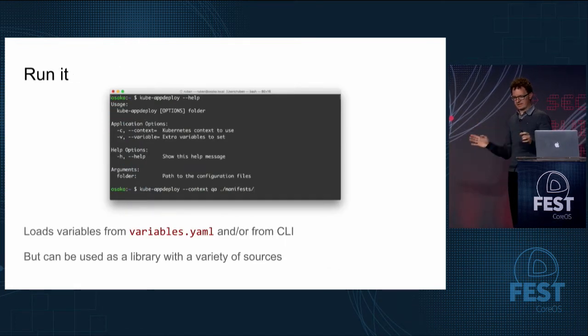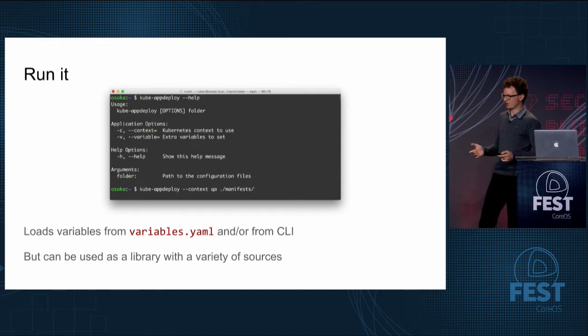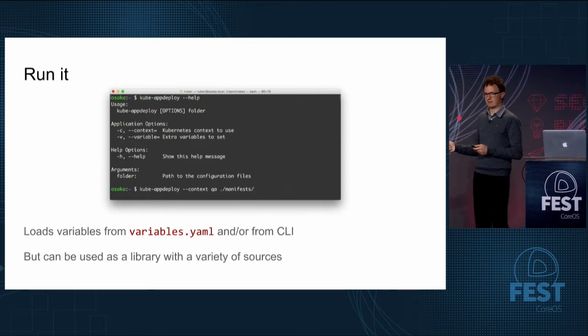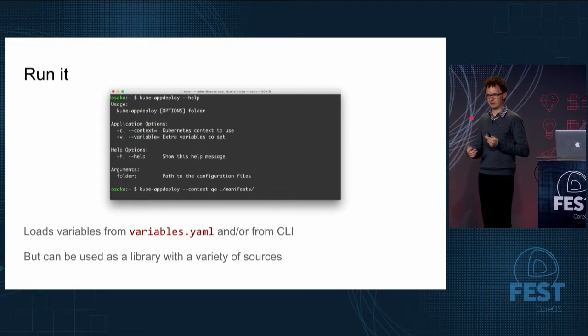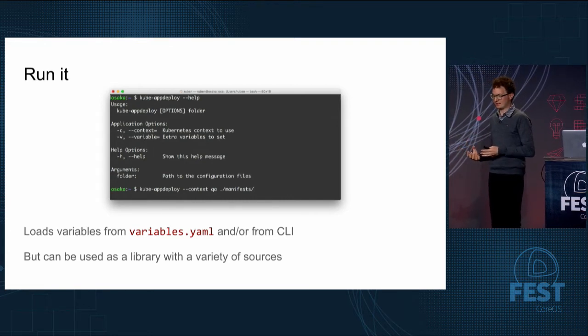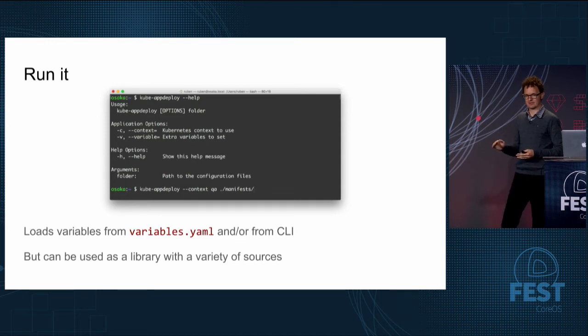So that's it basically. And to run it, to deploy your application to a cluster, now it becomes a matter of just using the kube app deploy CLI. You point it at a folder, and it will load variables from either a variables.yaml file or from the CLI. You can add extra parameters, do this, or embed it as a library into a bigger whole, as we're doing.